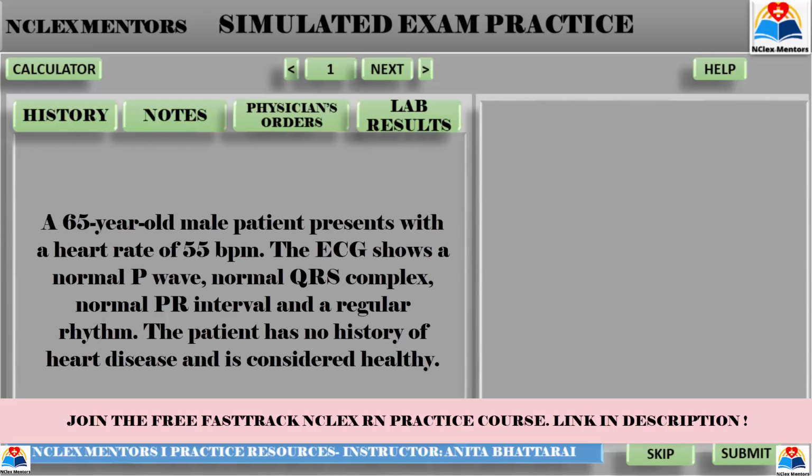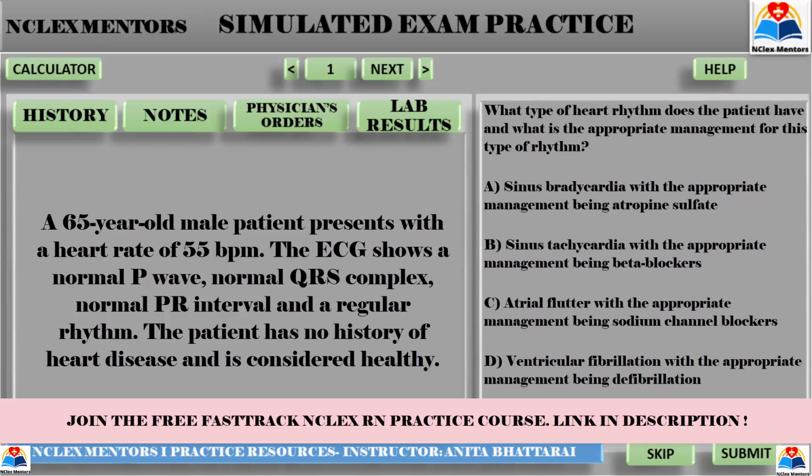A 65-year-old male patient presents with a heart rate of 55 beats per minute. The ECG shows a normal P wave, normal QRS complex, normal PR interval, and a regular rhythm. The patient has no history of heart disease and is considered healthy. What type of heart rhythm does the patient have, and what is the appropriate management for this type of rhythm? A. Sinus bradycardia with the appropriate management being atropine sulfate. B. Sinus tachycardia with the appropriate management being beta blockers. C. Atrial flutter with the appropriate management being sodium channel blockers. D. Ventricular fibrillation with the appropriate management being defibrillation.